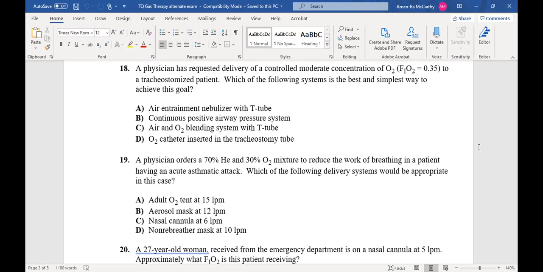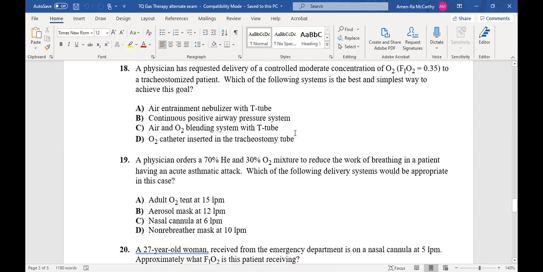So anytime you give a mixture, heliox or any other kind of mixture of gases, always use a non-rebreather mask, okay? Because that's going to give us the best percentages, right? Because whenever you get a non-rebreather, you breathe in 100% of the source gas, right? So if it's hooked up to the oxygen tank, you're going to get 100% oxygen. If it's hooked up to a heliox tank, you're going to get 100% of whatever that mixture is, okay? So always remember, whenever you have a mixture of gases, always use a non-rebreather. Okay, always use a non-rebreather.